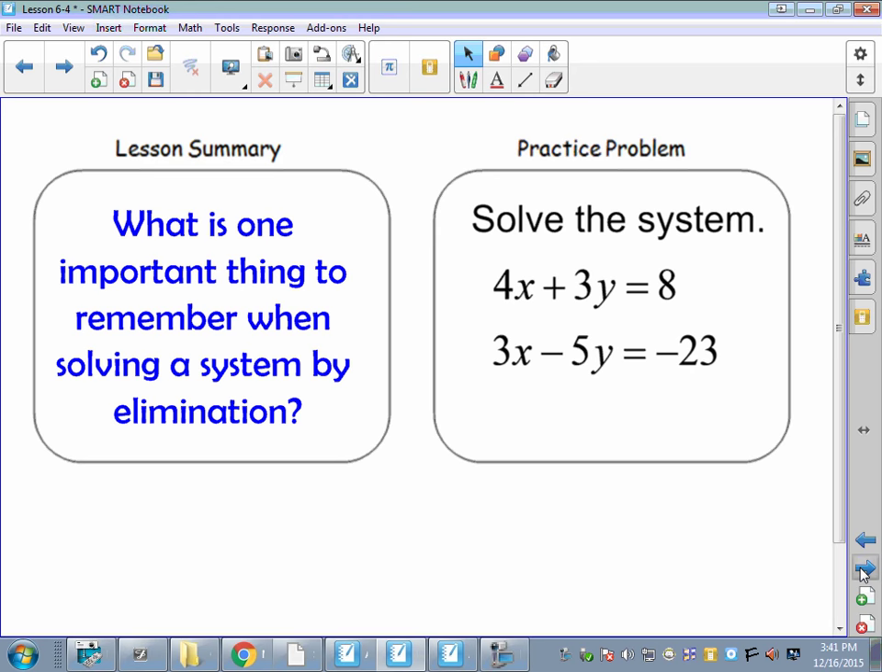So this will work. So remember, you're going to be looking for what coefficient could you make for the x's or y's that you could easily do. You're going to have to multiply both equations on this problem.